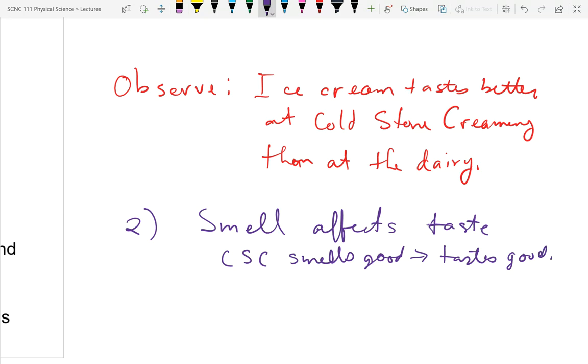Okay, there is a good, valid hypothesis. Now, the next step is I need to test a prediction. So my hypothesis is essentially the ice cream tastes better because of a good smell. How can I test this?